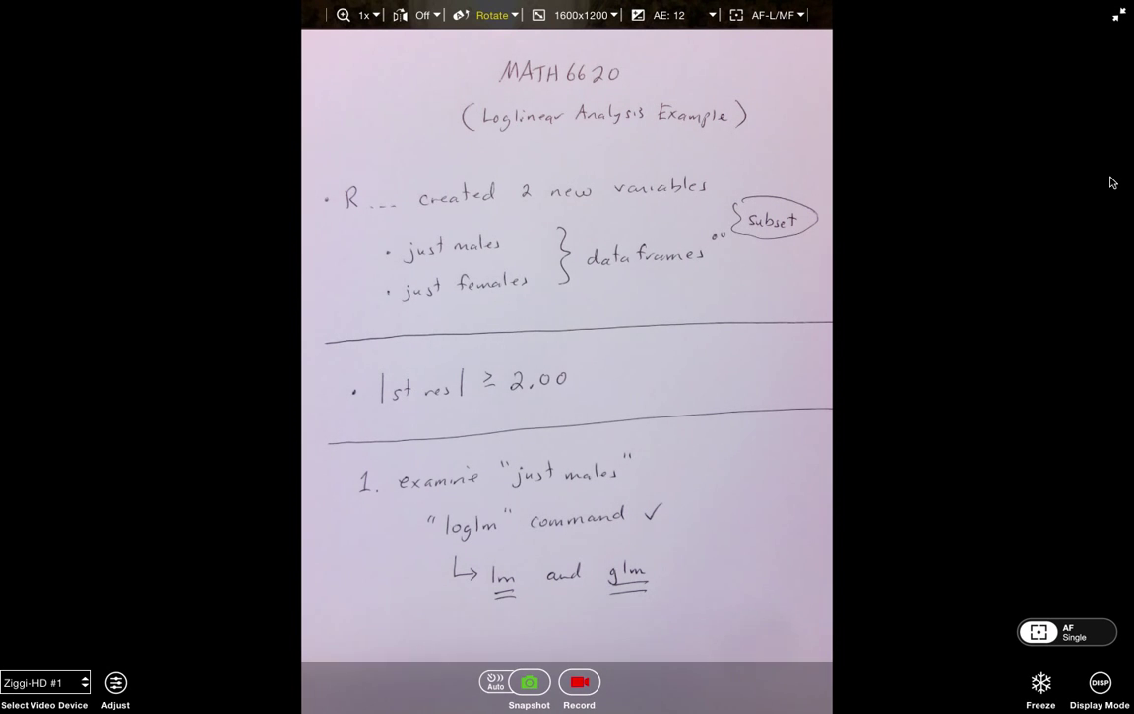Now recall, and I'm going to go over this again because I shut R down, that in R we'll create two new variables. Well, actually it's two new data frames, I should say. And we'll use the subset function, which is a really helpful feature when we deal with categorical data. But we're going to call these just males and just females for obvious reasons.